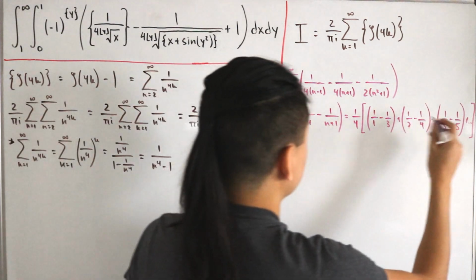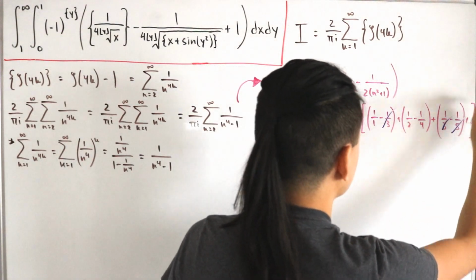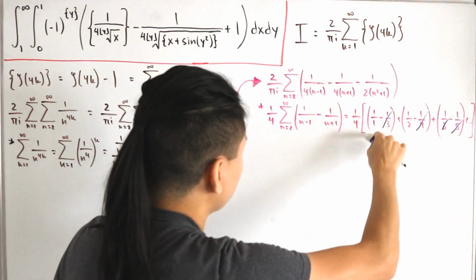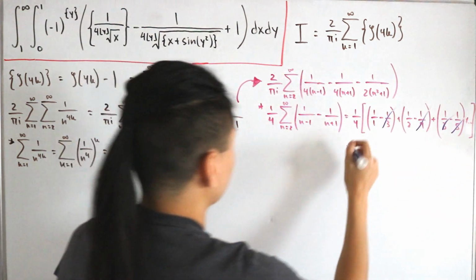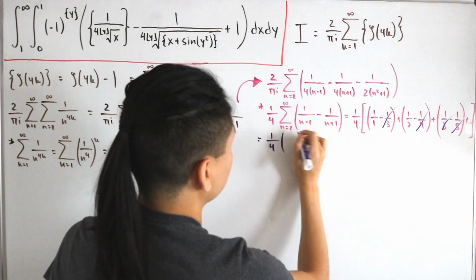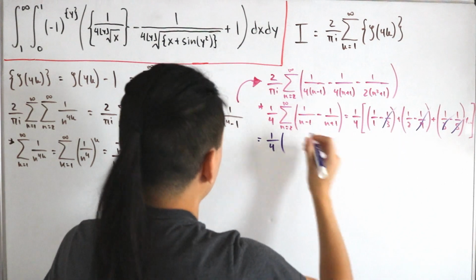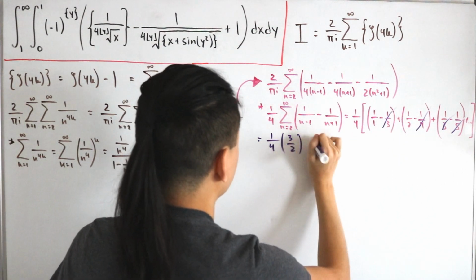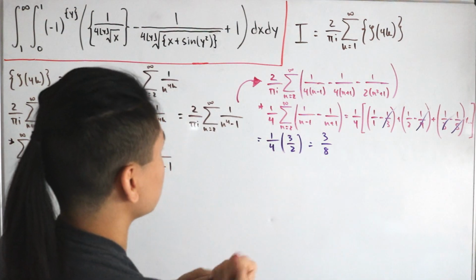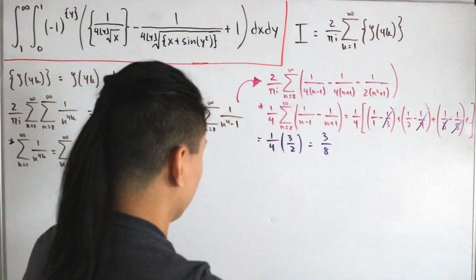But what you'll notice is that this will cancel, and so on and so forth. We're actually just left with 1, and then plus 1/2. So to continue the expansion even further, I have 1 divided by 4 and I multiply with 1 plus 1/2, which is 3 over 2, which is the same thing as 3 divided by 8. So now all that's left is to deal with this sum that's being distributed over here.